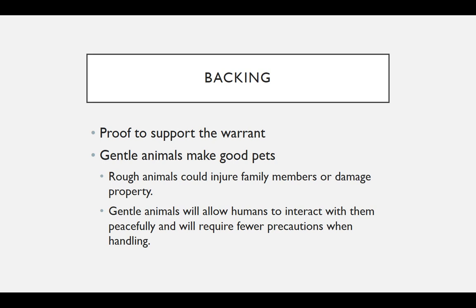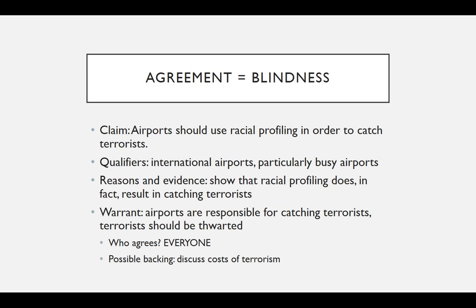Okay. So here we're going back to that assumption that people agree with. If you agree with an assumption, it's sometimes harder to find that assumption. So if your claim is that airports should use racial profiling in order to catch terrorists, your reason is to catch terrorists. Your qualifier might be international airports specifically, or particularly busy airports.